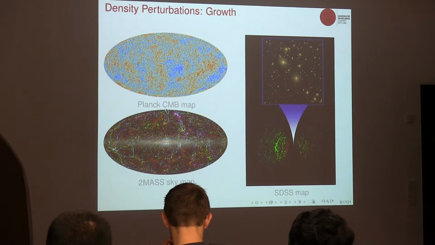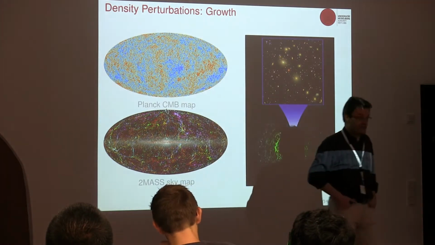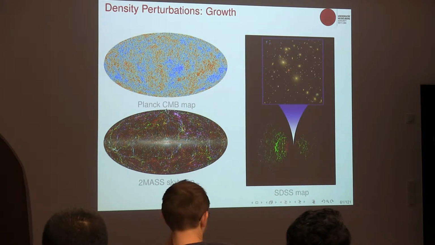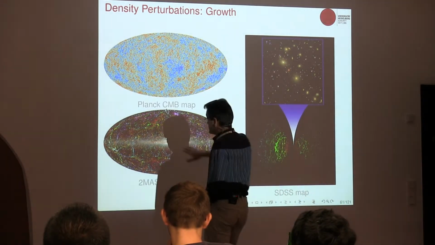In other words, from these temperature fluctuations, we can read off the order of magnitude of the density fluctuations at that time. It turns out to be 10 to the minus 5. And now you multiply this by a factor of 1,000, you arrive at 10 to the minus 2. So you would expect density fluctuations today on the order of a percent.